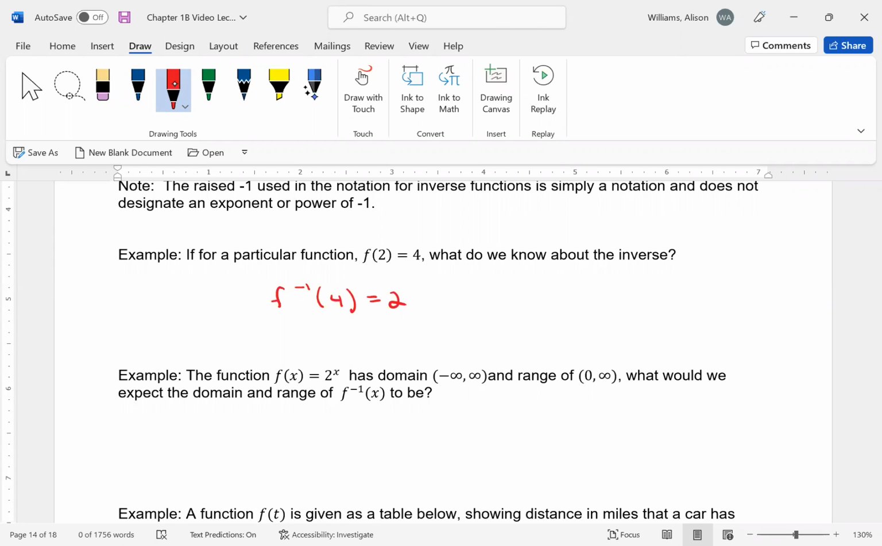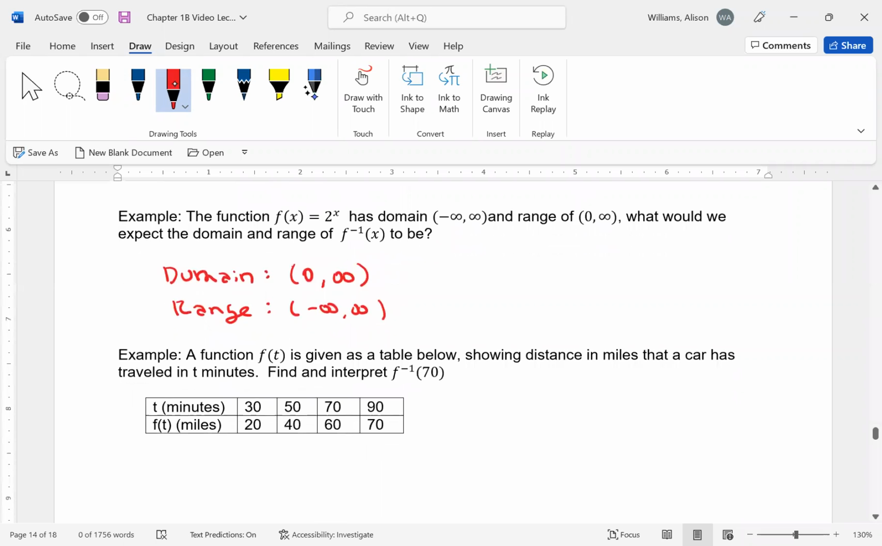Well, the domain for f inverse is going to be the exact opposite. It is the range. So its domain is 0 to infinity and its range is negative infinity to infinity. It's taking what's going on with f of x and switching it. So simple. Okay, so then let's look at a table.